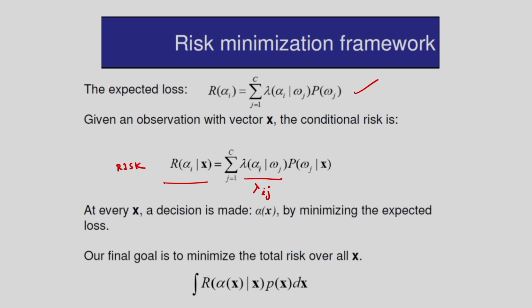At every x, a decision is made, and we have to minimize the expected loss. The concept is we have to minimize the expected loss. So the final goal is to minimize the total risk for all the feature vectors. So we have to minimize this risk. That is the objective of the risk minimization. So by considering this, we can do the classification.